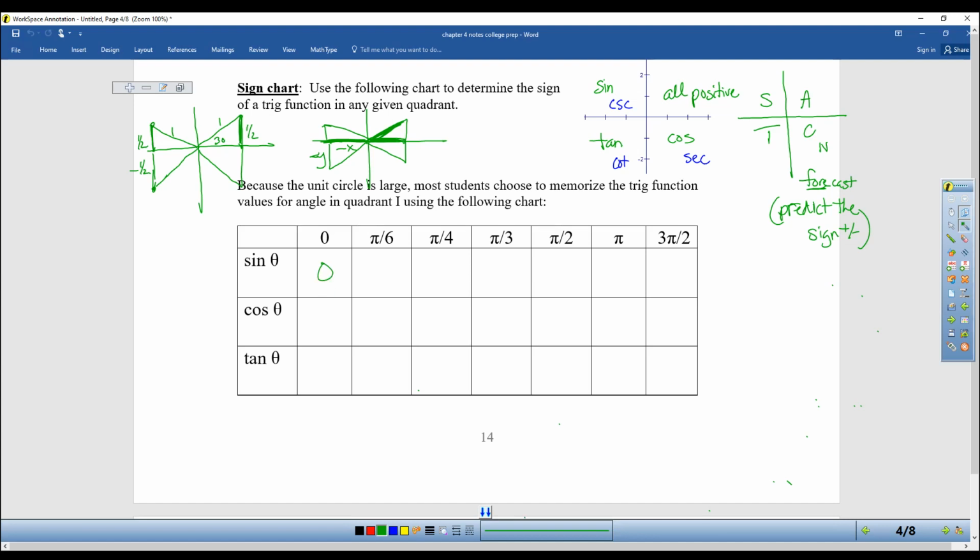So sine of 0 is 0. Sine of pi over 6 is 1/2. Sine of pi over 4 is the square root of 2 over 2.